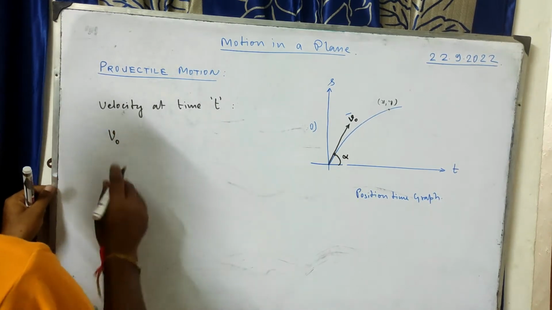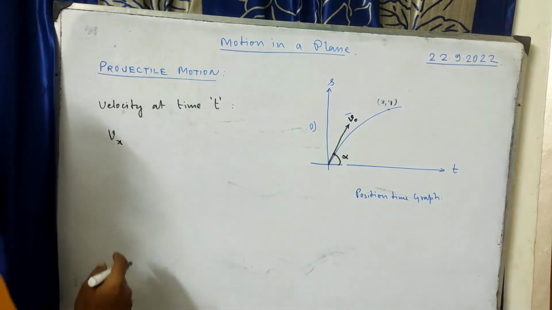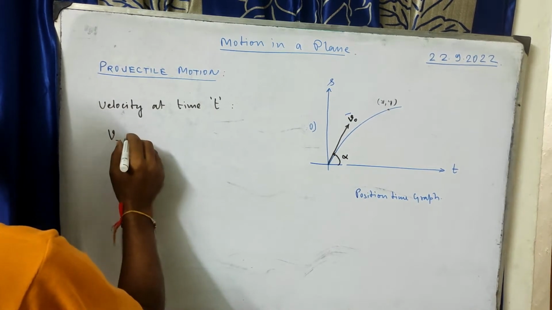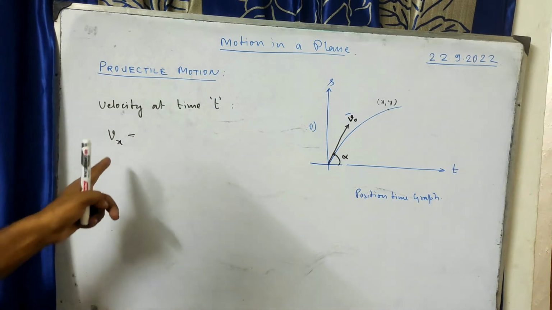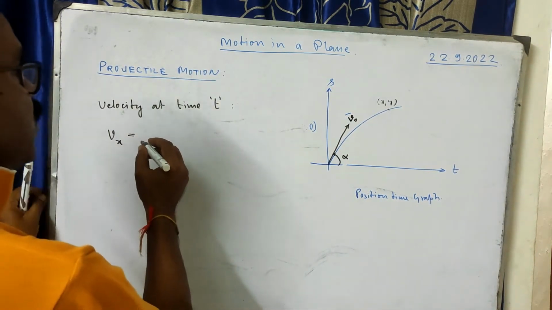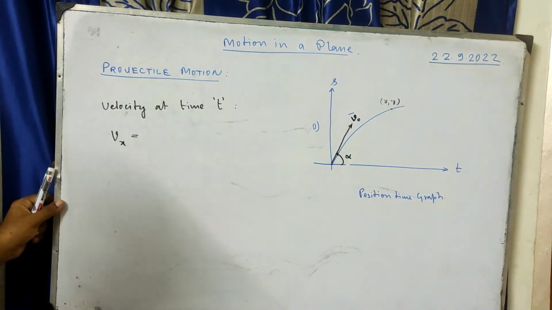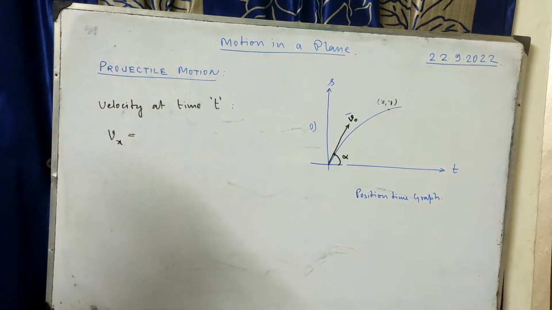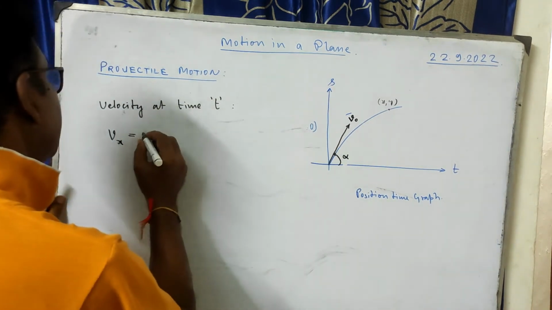Vx, I will say, don't say V0, V0 is the initial velocity, Vx. See, Vx is not acted upon by any force, it is constant. V0 is fixed, so it will remain the same. It is not disturbed by any force. But Vy is disturbed by gravity. So Vx is not disturbed.